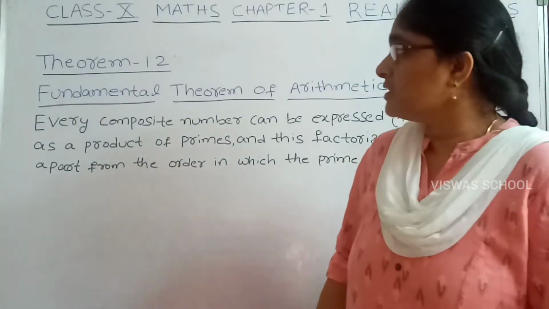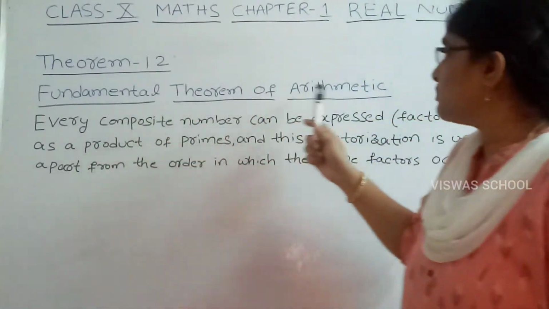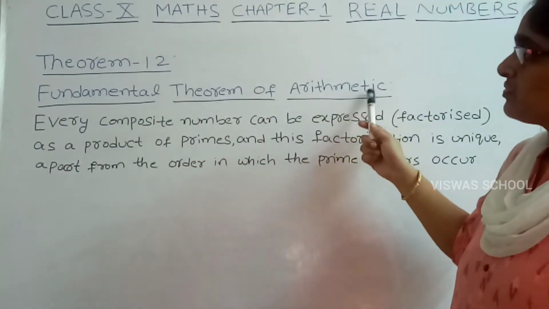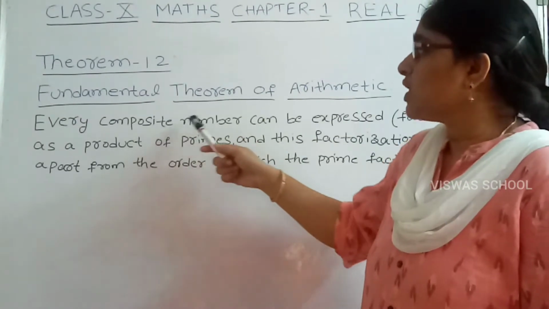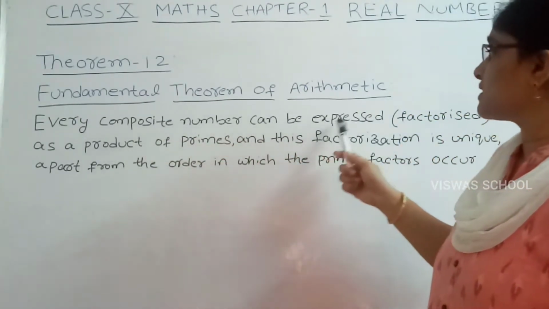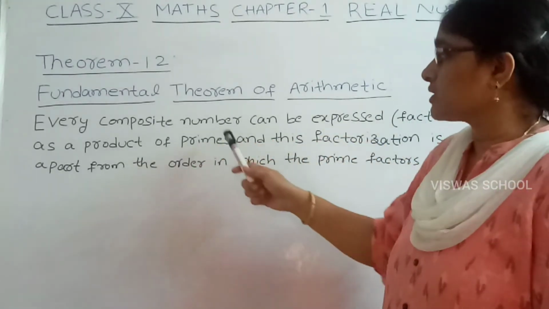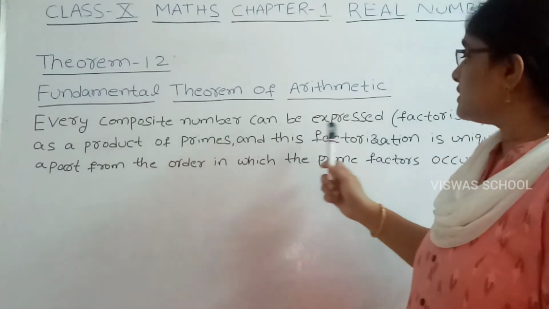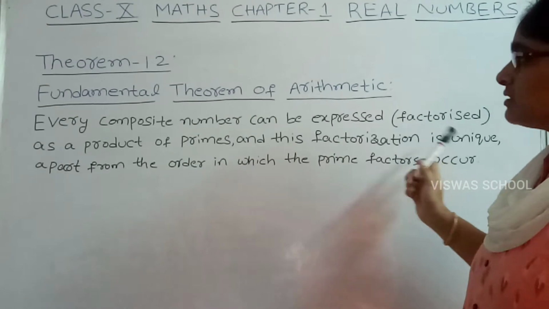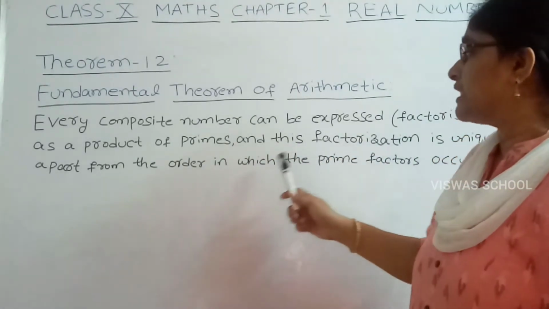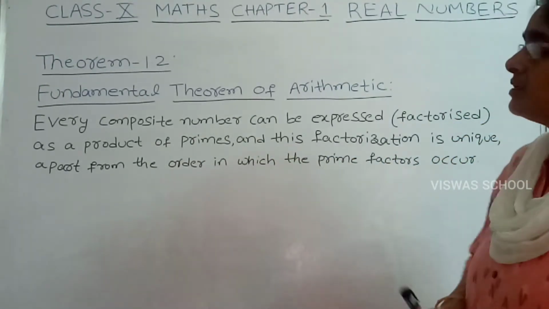Today's topic is the fundamental theorem of arithmetic. That is, every composite number can be expressed or factorized as a product of primes, and this factorization is unique apart from the order in which the prime factors occur.